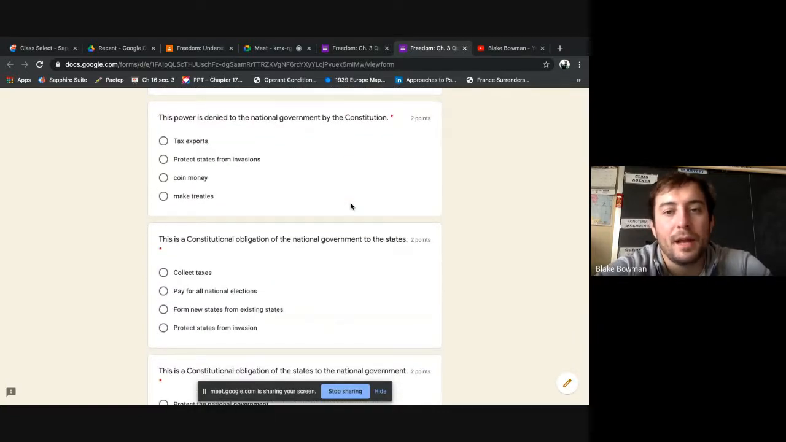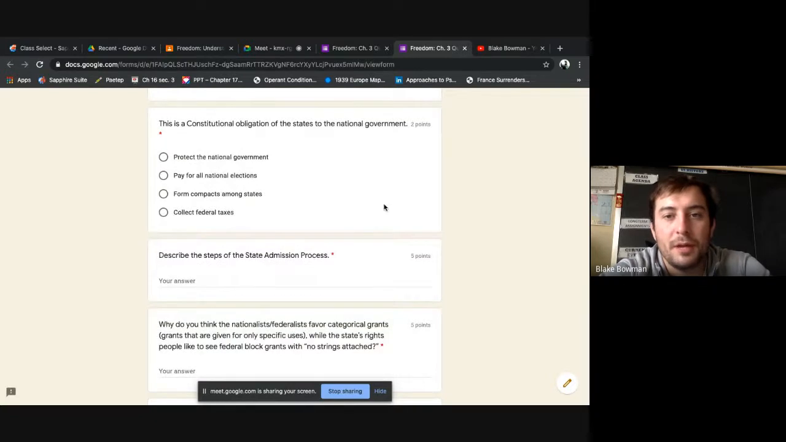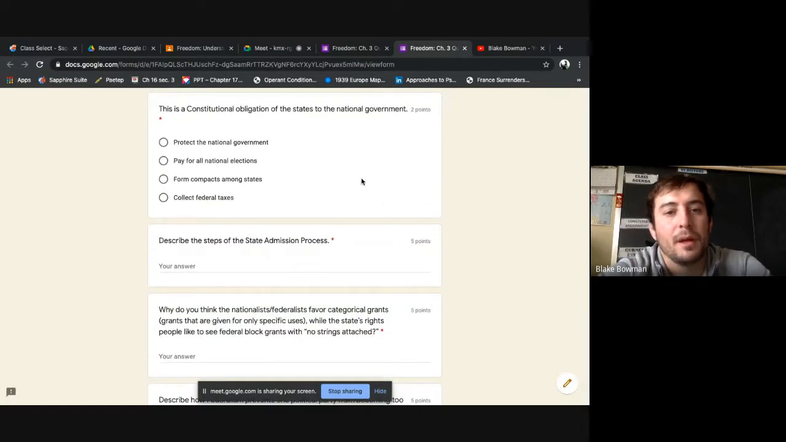The power is denied to the national government by the Constitution. We know this as tax exports. Okay, tax exports. This is a constitutional obligation of the national government to the states: protect states from invasions. This is a constitutional obligation of the states to the national government: pay for all national elections.